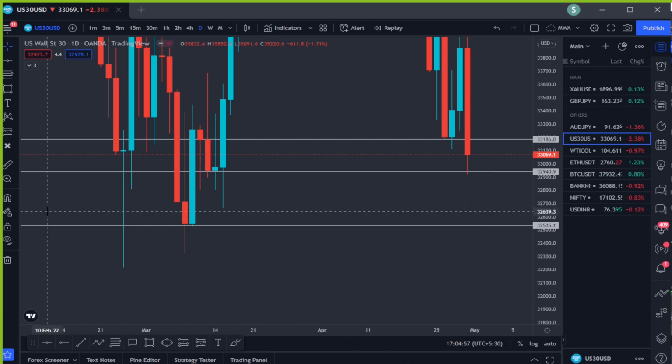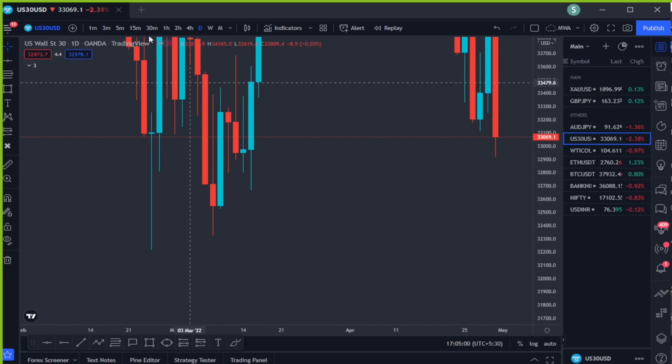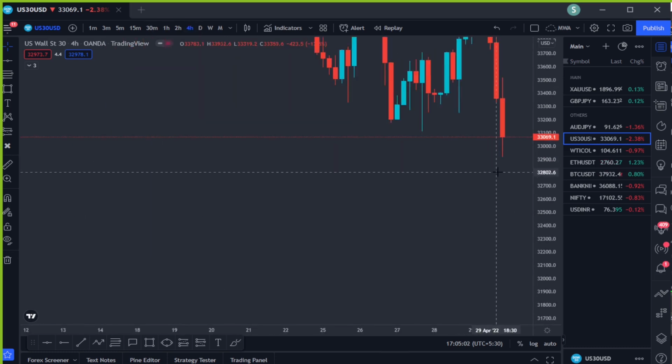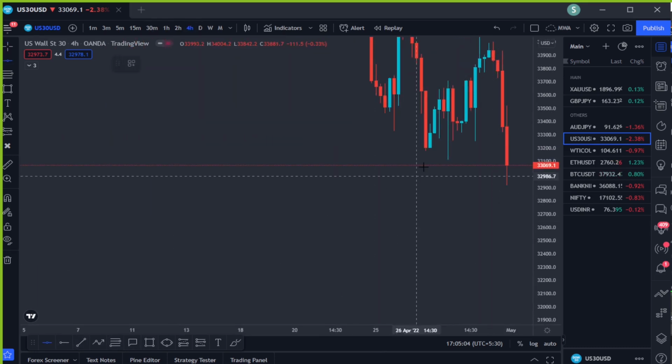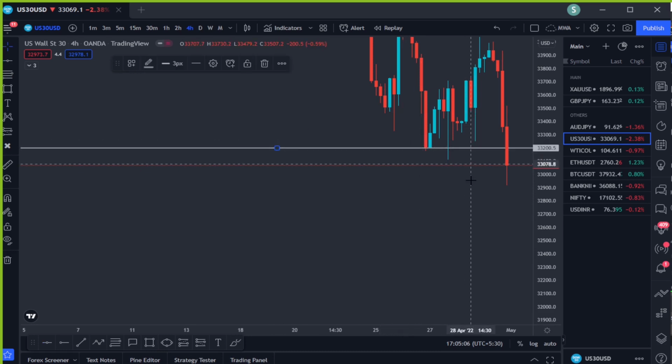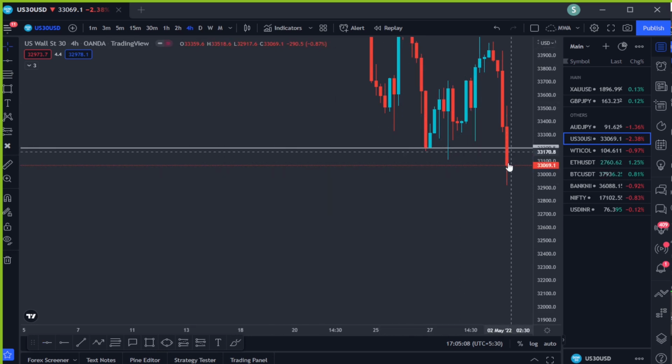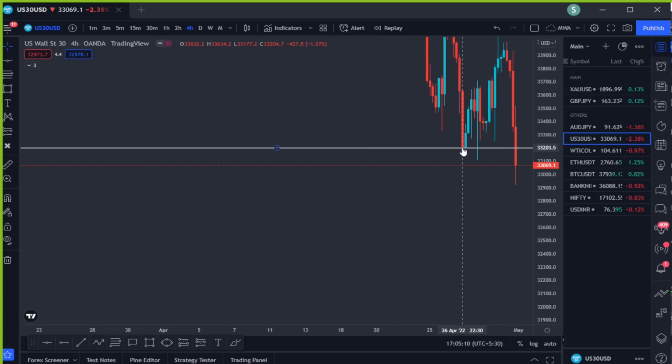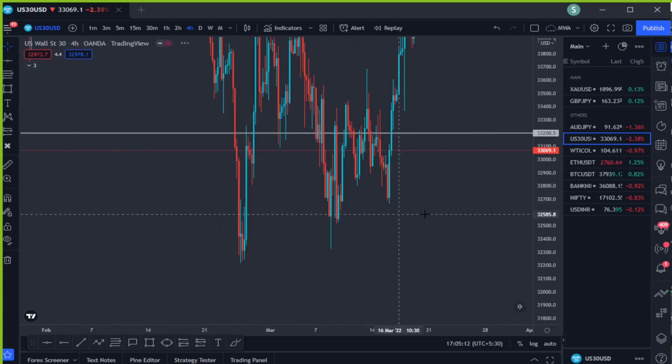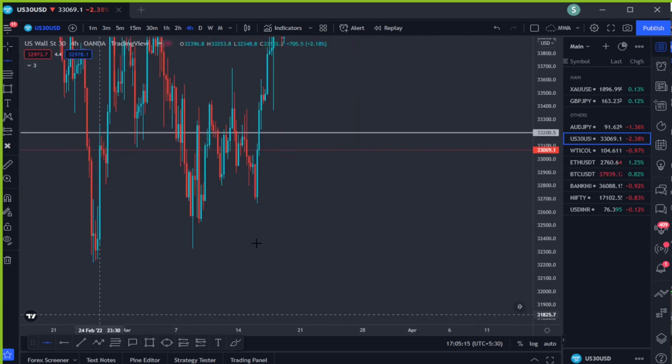So now let's see what's happening on the low time frames, which is 4 hour. On the 4 hour, guys, as we can see, there has been a support, and the last 4 hour candle broke and closed below this 4 hour support. Now as you can see, where is the next support? The next support is right here.